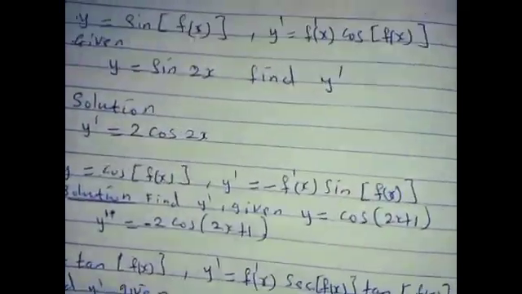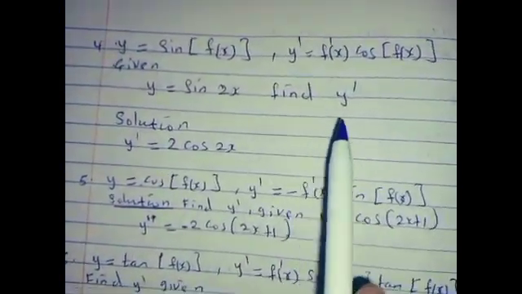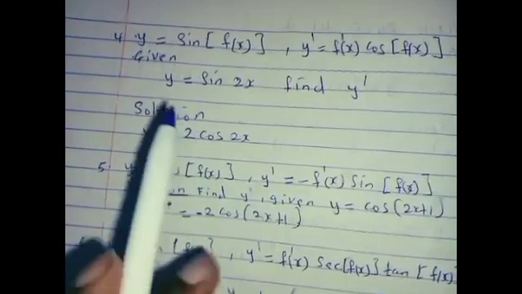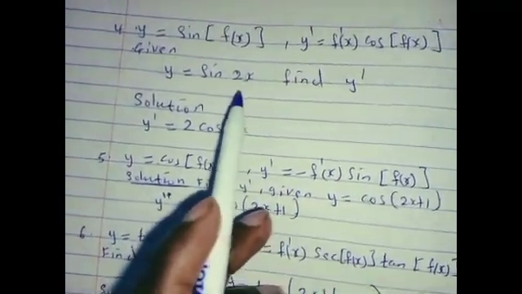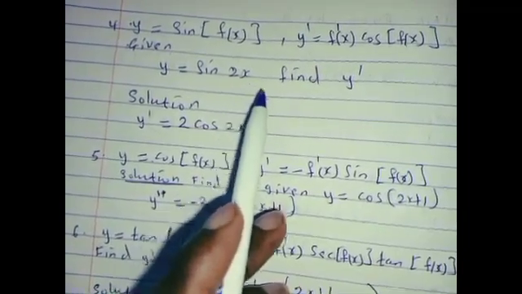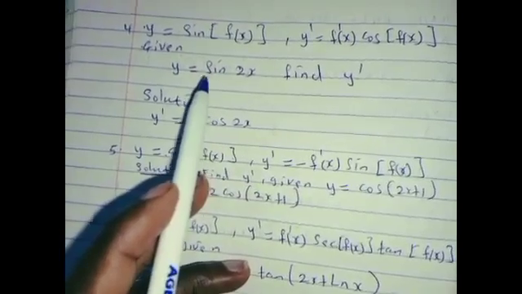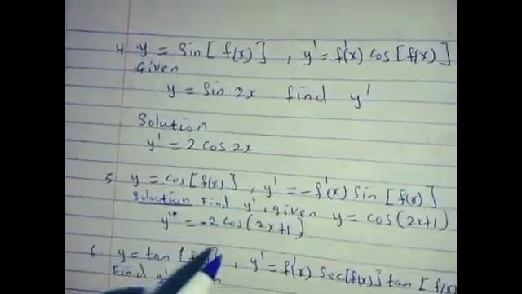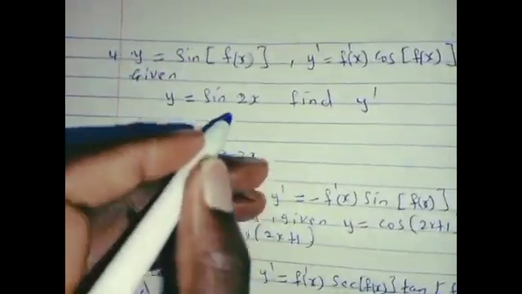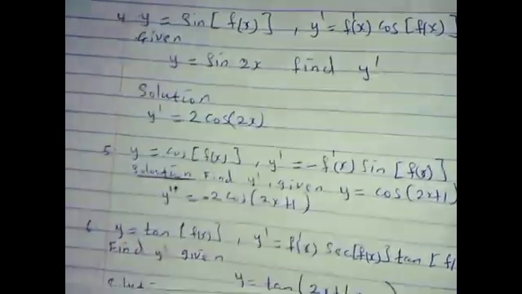Given y is equal to sine of 2x, you are required to obtain y prime. To do that, you simply differentiate 2x with respect to x, which gives 2. Then you differentiate sine; the derivative of sine is cos. Then you keep whatever is in the bracket constant. That is, we keep 2x constant here, in the bracket.